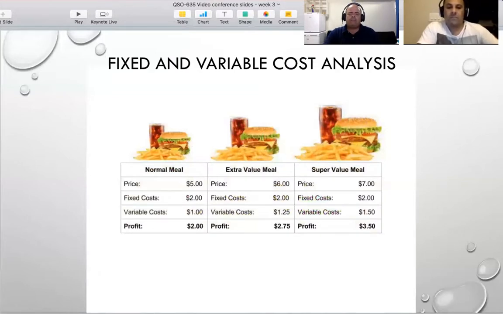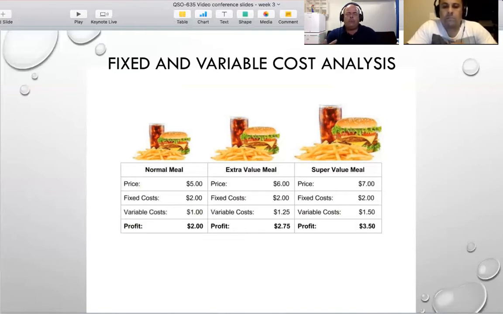So here's an example. I'm going to take the normal meal is $5, then the extra value meal is $6, and the super value meal is $7. So if you look at the normal meal, your fixed costs, a quick update, fixed costs are those costs that are spread across every item that you make and do not change regardless of how many you make. Like, for instance, fixed costs are like the rent, things that are fixed every month.